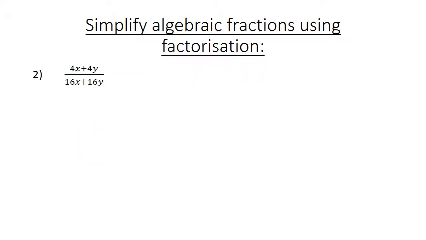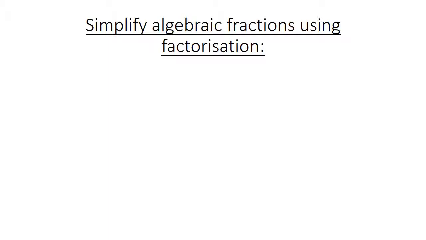Simplify algebraic fractions using factorization. 4x plus 4y divided by 16x plus 16y. We use the common factor 4 on top, x plus y in brackets, at the bottom 16, x plus y in brackets. X plus y in brackets divided by x plus y in brackets equals 1. 4 over 16, we simplify, 1 over 4.